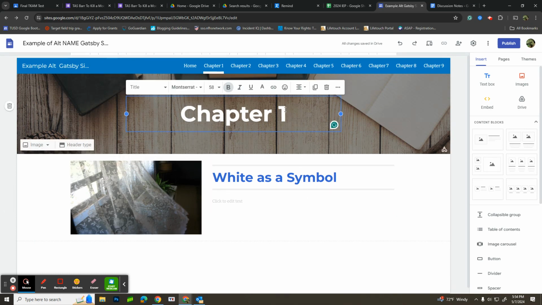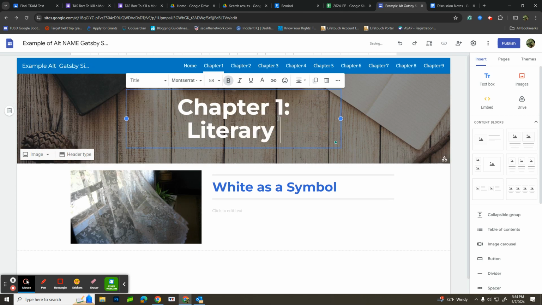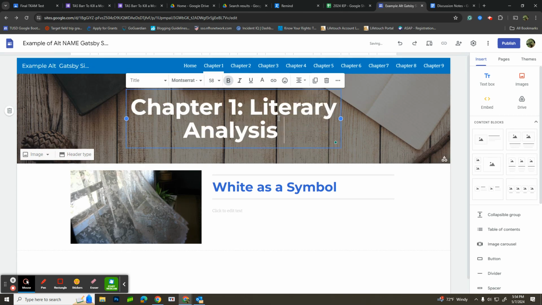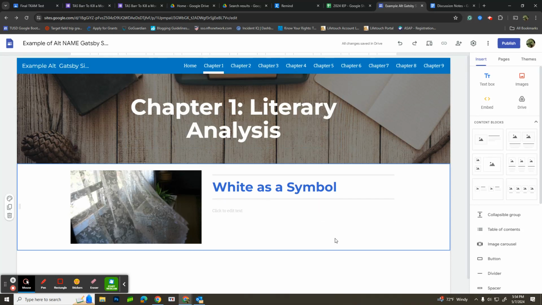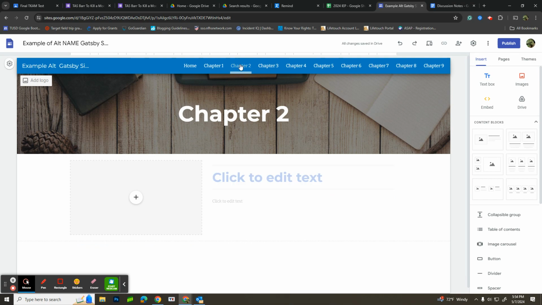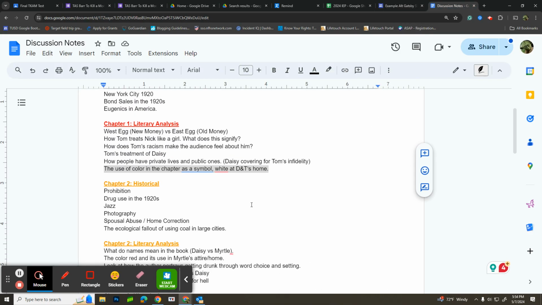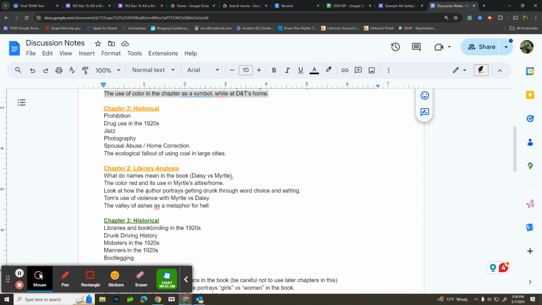Now, since I'm super me, I'm going to put chapter 1, literary analysis. That way I remember that I have a literary analysis here. And now I just have 4 history and 4 literary. I'm going to go to chapter 2. I'm going to go back to where I took my notes, and now we're on orange.